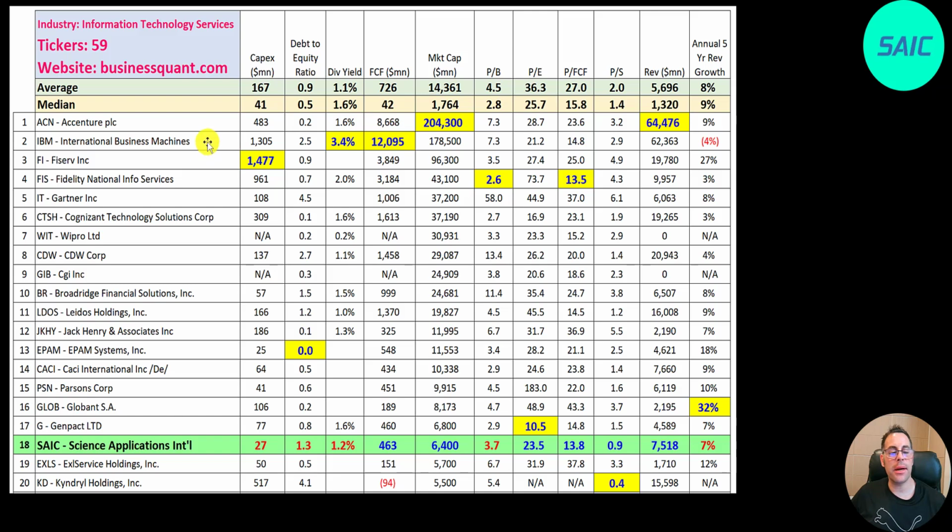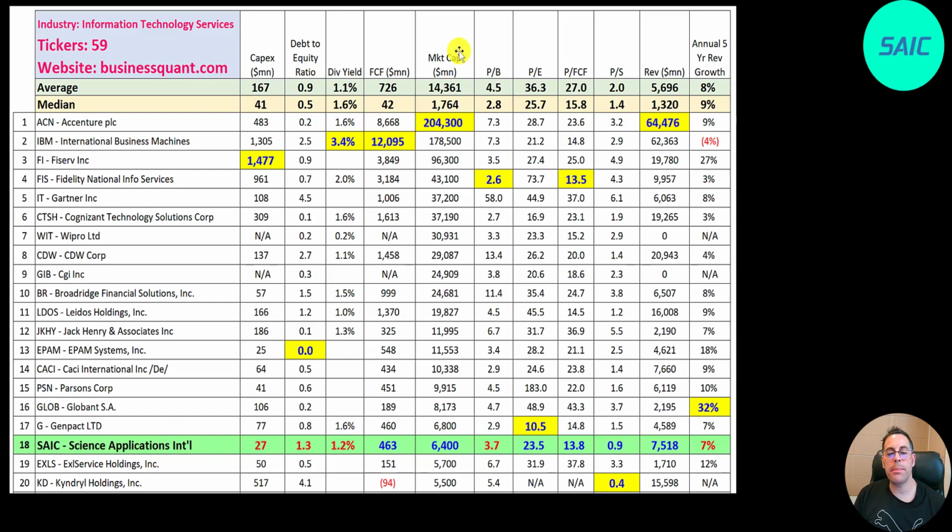There are 59 companies in the same industry as Science Applications, and if they have a number in red, they're worse than the median. If they have a number in blue, they're better. They spend $27 million in CapEx. Their debt to equity ratio is a bit high, 1.3 for every dollar of equity. They have $1.30 of debt. They do pay a dividend. It's lower than the median, higher than the average. They generate a healthy amount of free cash flow, $460 million. They rank 18th in market cap at $6.4 billion.